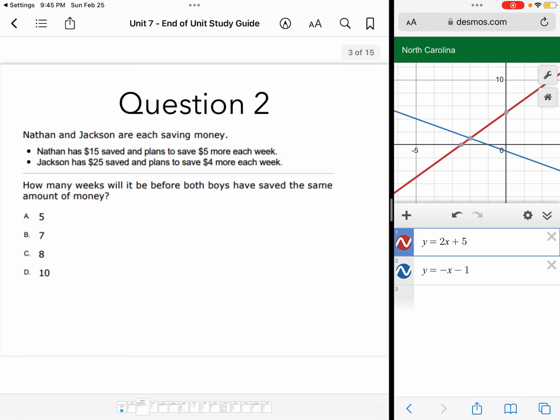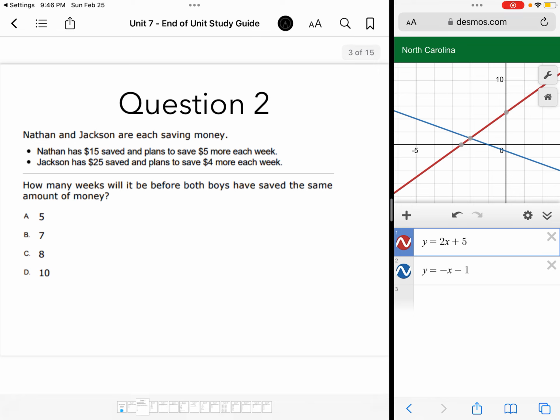Nathan and Jackson are each saving money. Nathan has $15 saved and plans to save 5 more each week. Jackson has 25 saved and plans to save 4 more each week. How many weeks until they both have saved the same amount of money?